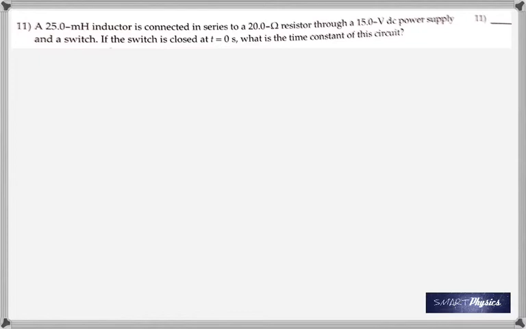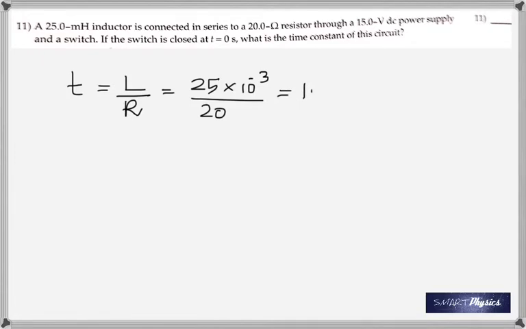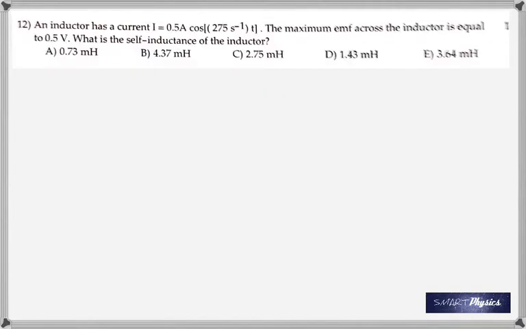A 25 millihenry inductor is connected in series to a 20 ohm resistor through a 15 volt DC power supply. The switch is closed at t equal to 0 seconds. What is the time constant? You don't need all that. Just know that the time constant is the ratio of the inductance to the resistance. Both values are given. 25 millihenry divided by 20 ohms, it gives 1.25 times 10 to the negative 3 seconds.